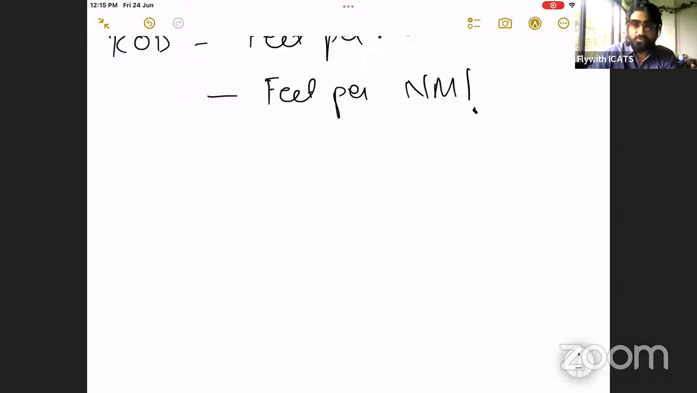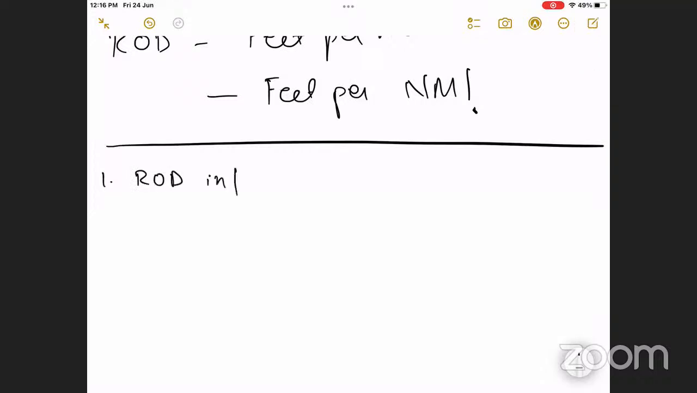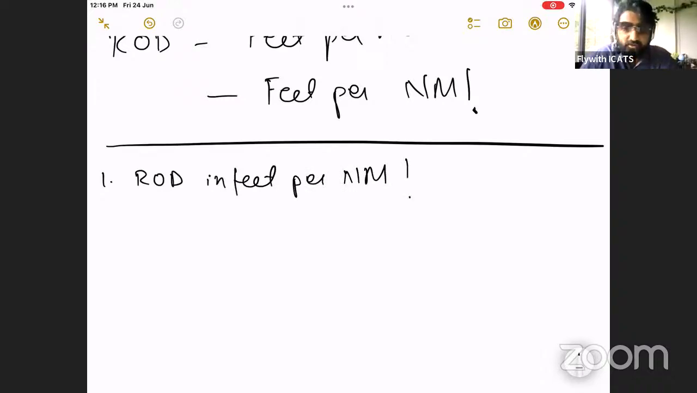Okay. So we are going to quickly see how to solve rate of descent. First, we'll look at how to find out rate of descent in feet per nautical mile. This is a one-off thing, so we'll learn it separately.